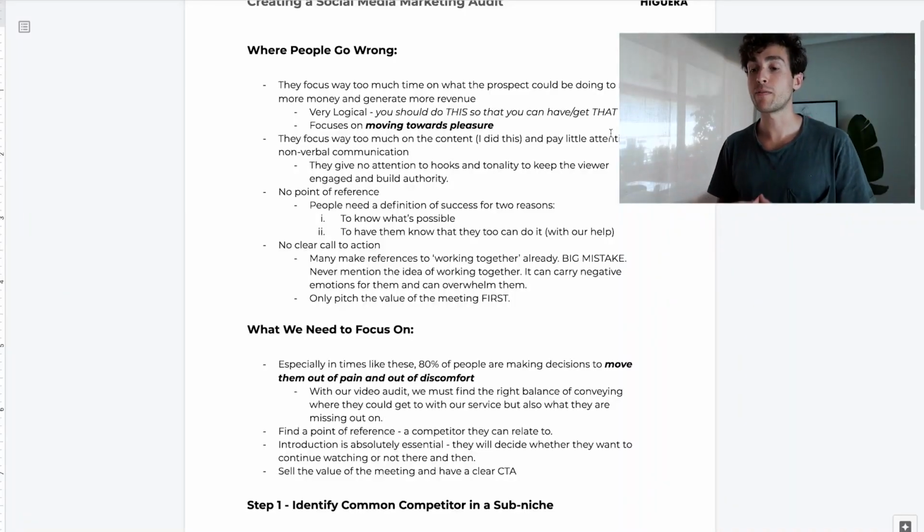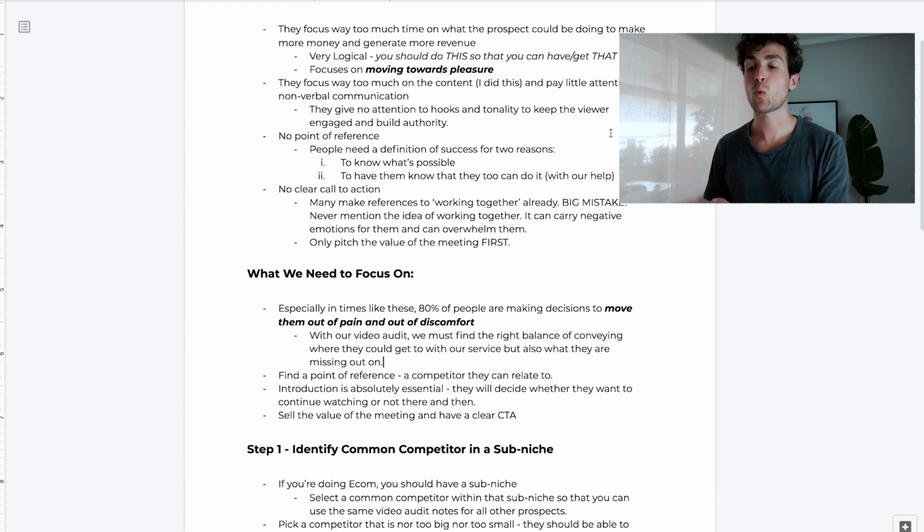The third thing is we're really gonna focus and nail down that introduction, because it is absolutely essential. They will decide whether they wanna continue watching or not there and then, okay? And the final thing is you wanna sell the value of the meeting and have a clear call to action. So that is what we need to focus on.